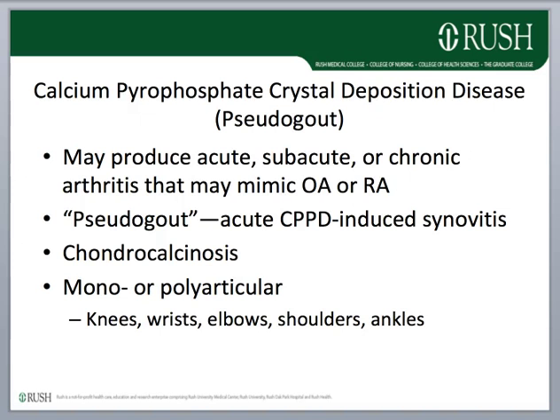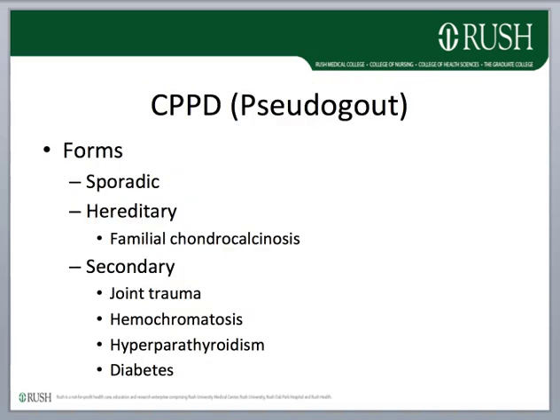Chondrocalcinosis is a term that refers to the radiographic calcification in hyaline or fibrocartilage. It is commonly present in patients with CPPD, but is neither absolutely specific for CPPD nor is it universal among affected patients. CPPD may be mono or polyarticular and commonly involves the joints that are listed there. CPPD occurs in several clinical forms. The most common is sporadic or idiopathic.